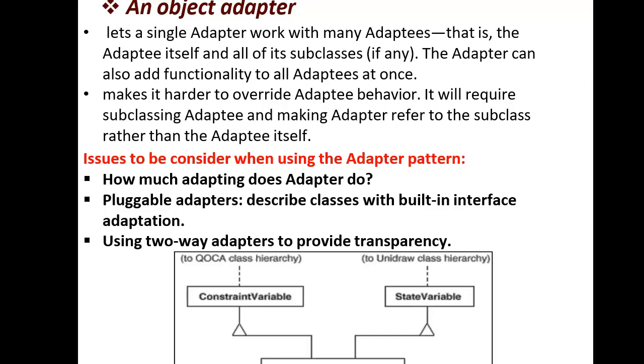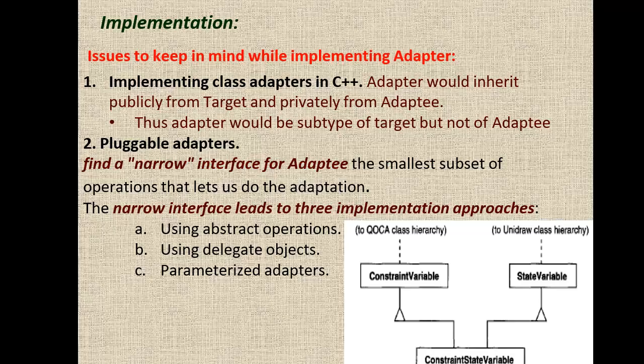Issues to be considered when using the adapter pattern. So the issues are how much adapting does the adapter do? Pluggable adapters describe classes with built-in interface adaptation, using two-way adapters to provide transparency. Implementation issues: implementing a class adapter in C++. Adapter would inherit publicly from target and privately from adaptee. This adapter would be a subtype of the target but not of the adaptee.